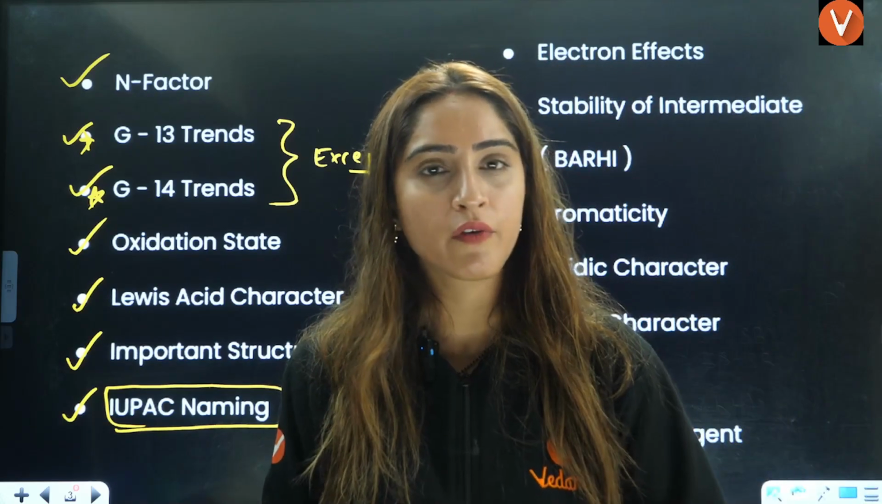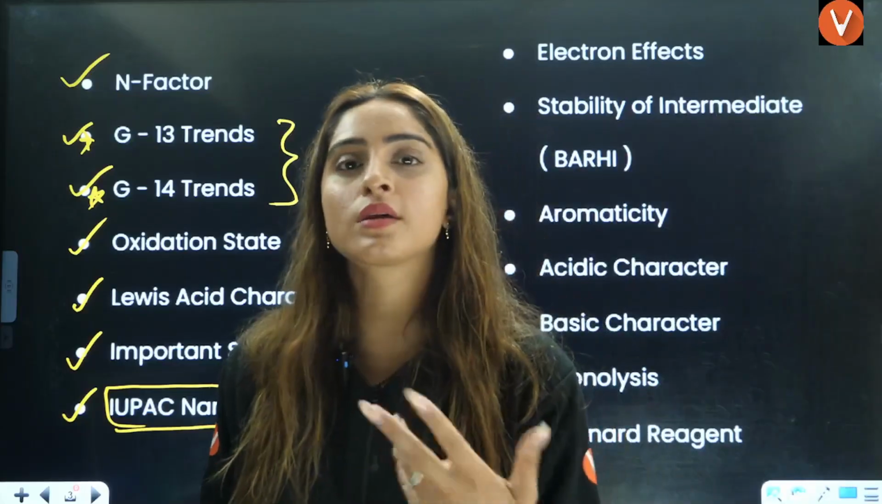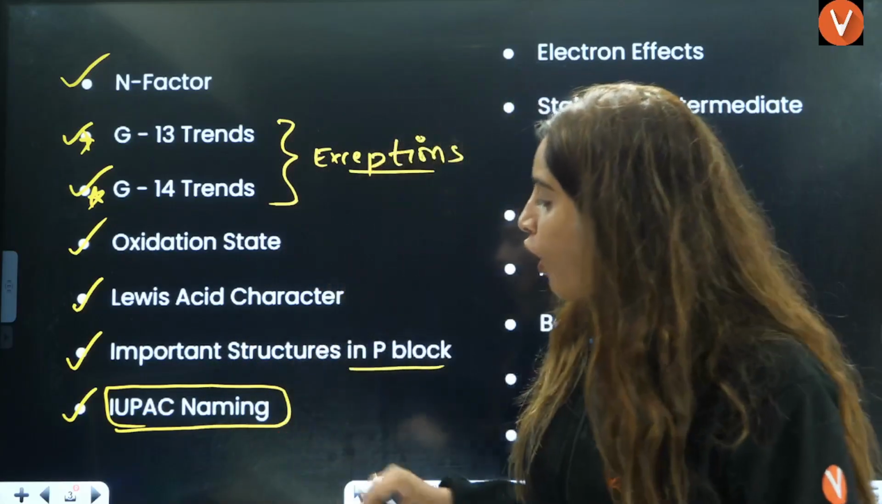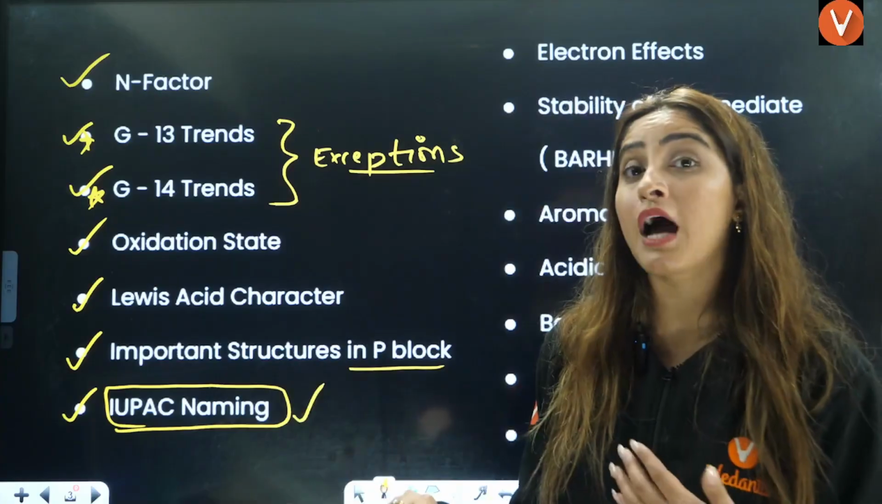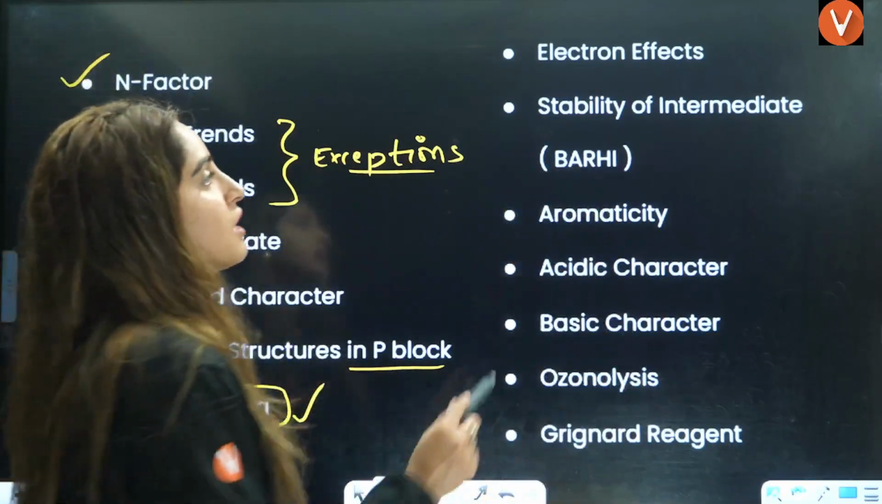So, for example, they have given a chemical reaction. What is the name of the product? Right? What is the common name of the product? For that, you need IUPAC naming. If they don't ask directly, they can ask you in the form of some other question, right?